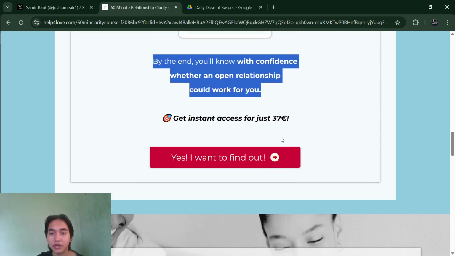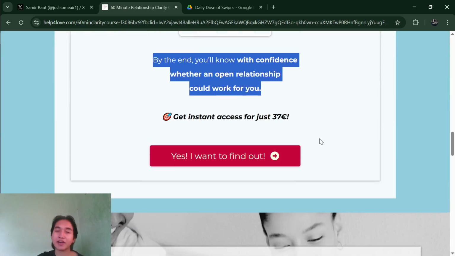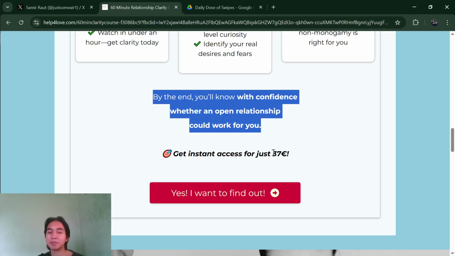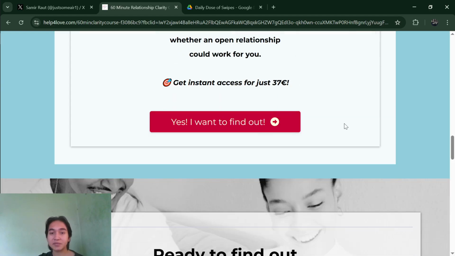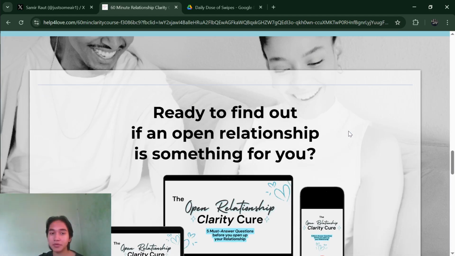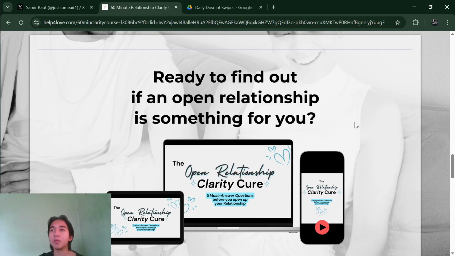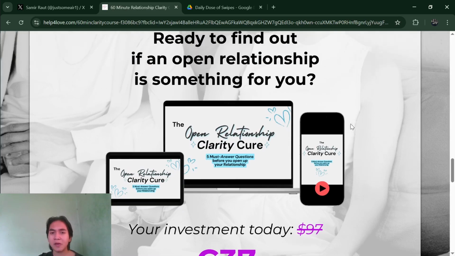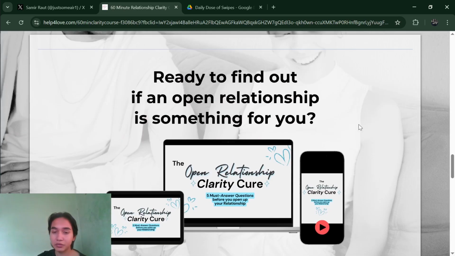Get instant access for just £37. You'll know with confidence. Okay. Now you might feel like, just to find out if an open relationship is good for me, I'm gonna pay £37? I'm not gonna do it. Nobody's gonna do that. Hell nah. There's a lot of people who are gonna do that. Trust me. Relationship offers always, more or less, it's women who buy these relationship products, comparatively more than men. I'm talking about it as a general rule of thumb.